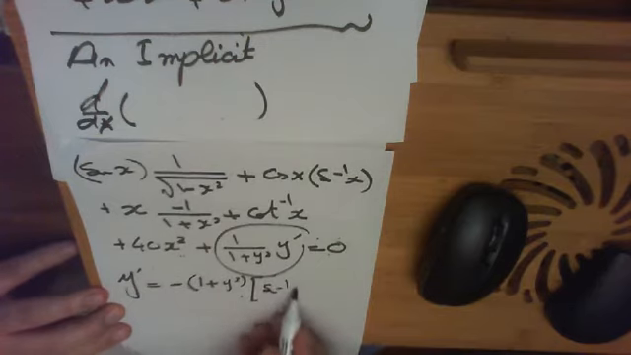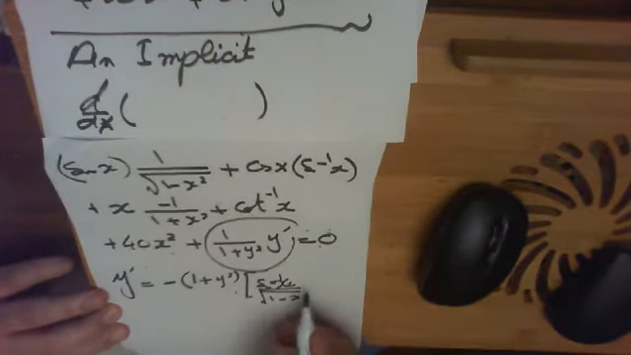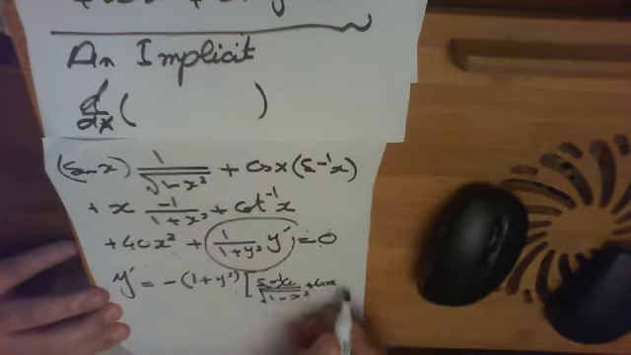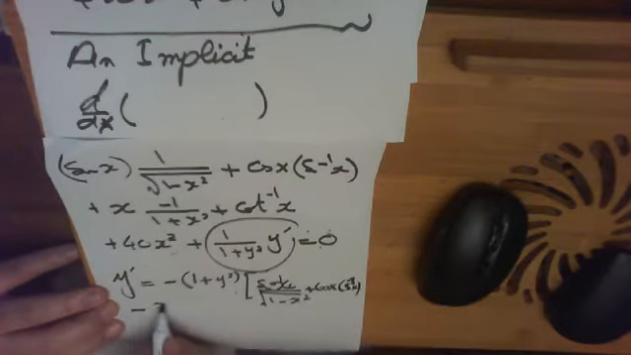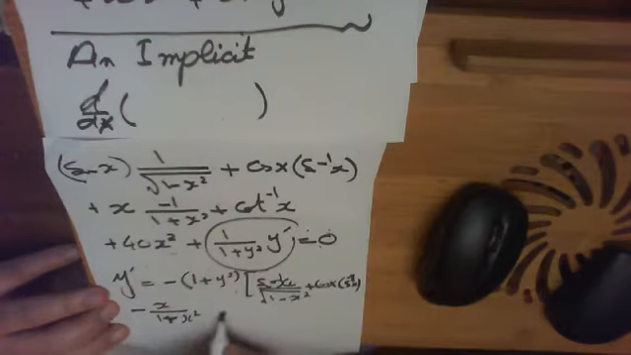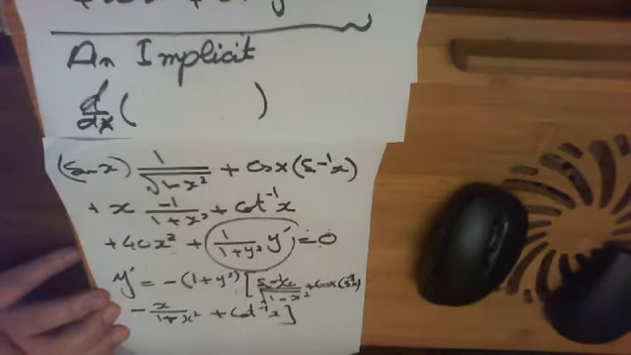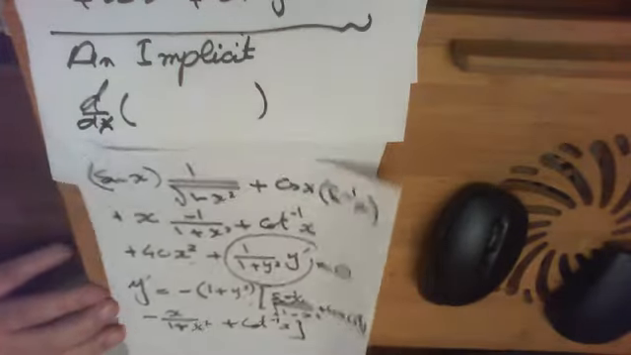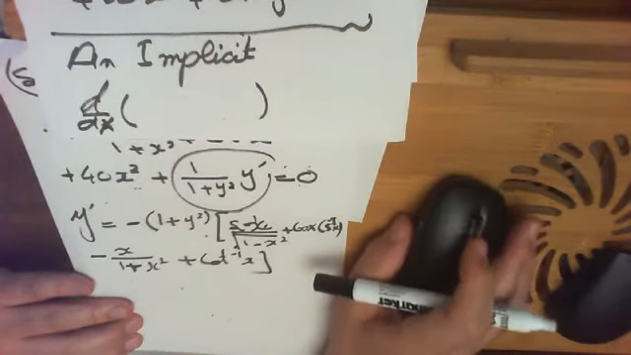Okay, sine x over root 1 minus x squared plus cosine x times sine minus 1 x, minus x over 1 plus x squared, finally cotangent minus 1 x. Okay, what he asks for also.